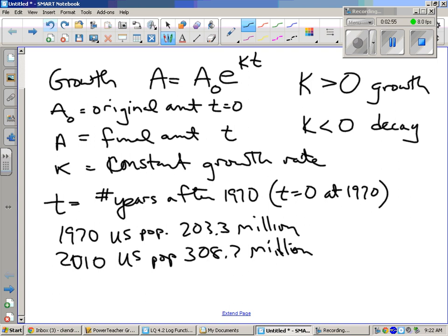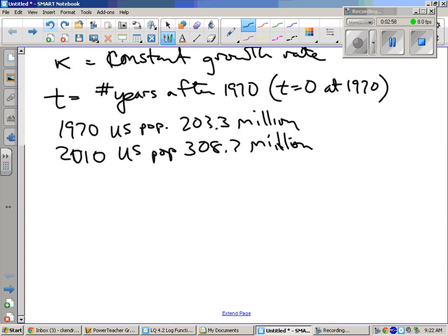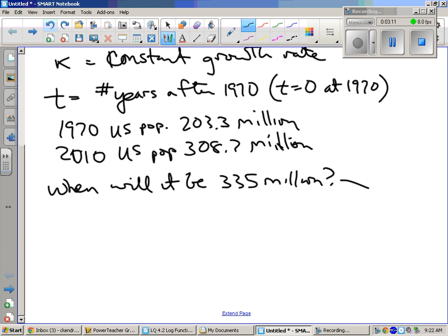All right, so our job is to find out what it will be, or when it will be 335 million. Okay, so that's the question of the day. So what we need to do is use that formula and figure out the k, and then replug that back in and use our 335 million number. So let's start out with what we know.